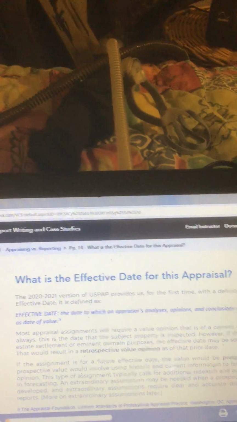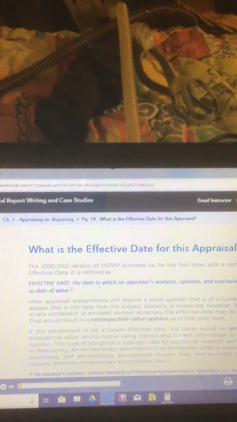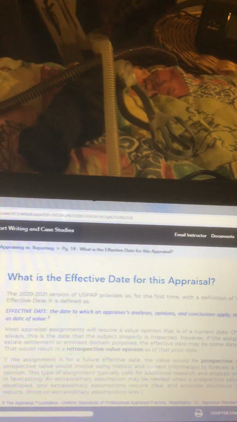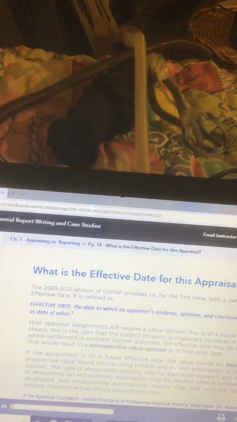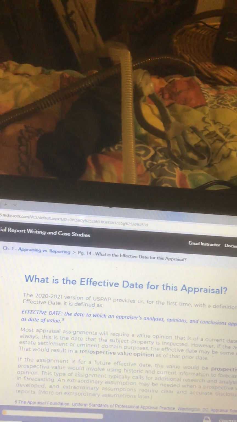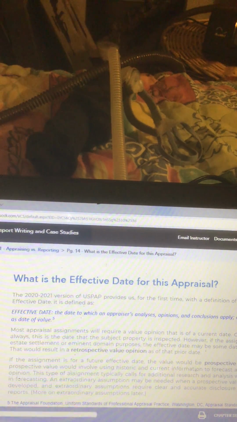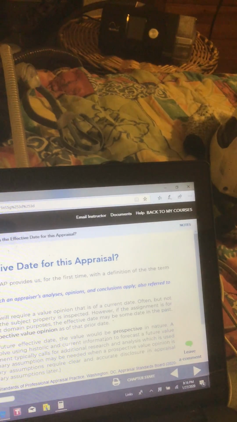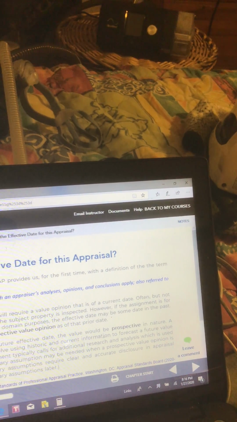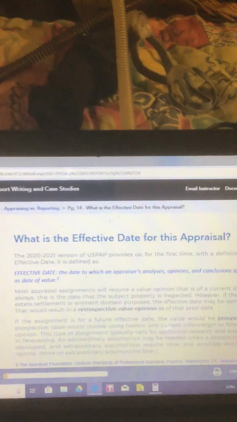Page 14. What is the effective date for this appraisal? The 2020-2021 version of USPAP provides us, for the first time, with a definition of the term effective date. It is defined as: effective date, the date to which an appraiser's analysis, opinions, and conclusions apply, also referred to as date of value.